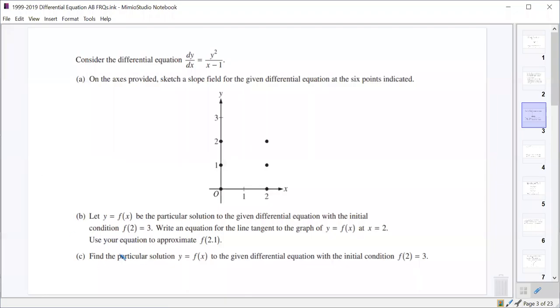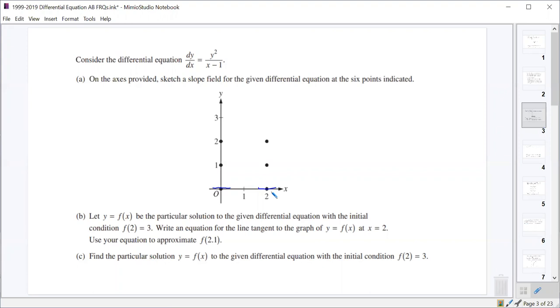Part A just wanted you to sketch the slope field at these 6 points. Usually when they ask you to sketch a slope field, they have you sketch it at a certain number of points. Usually it's more than 6, although a couple of the ones I asked you to do were at 6 points. So if there's only 6 points, it's easy enough to just plug in each point individually. But if we notice that anytime y is 0, this derivative should be 0. So those two should be zeros.